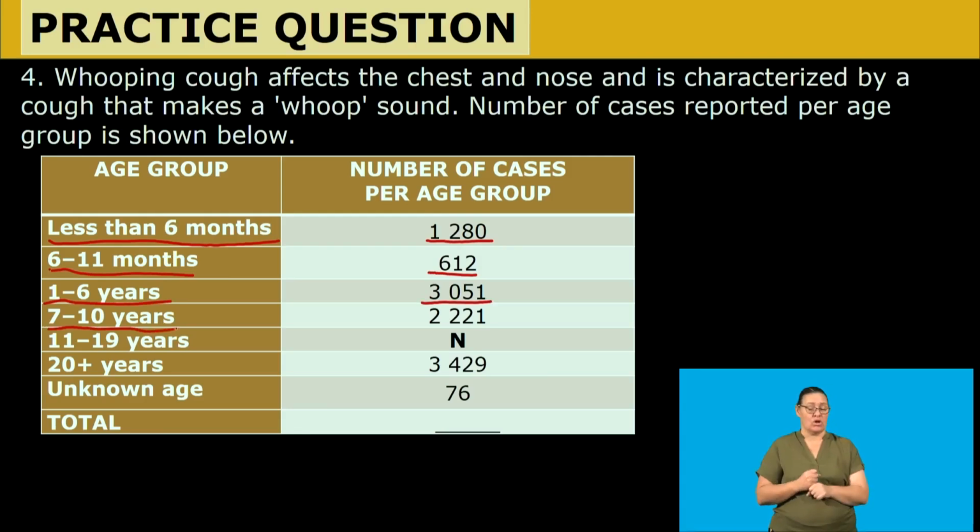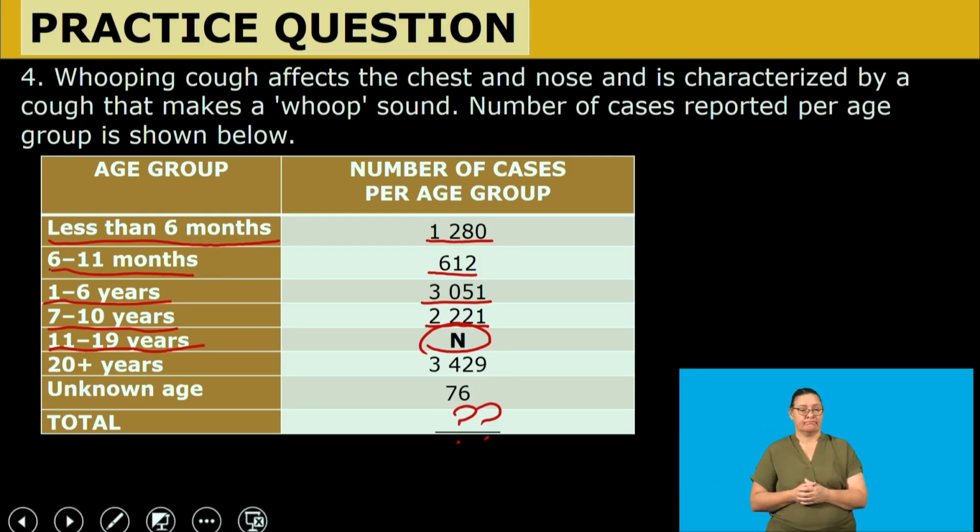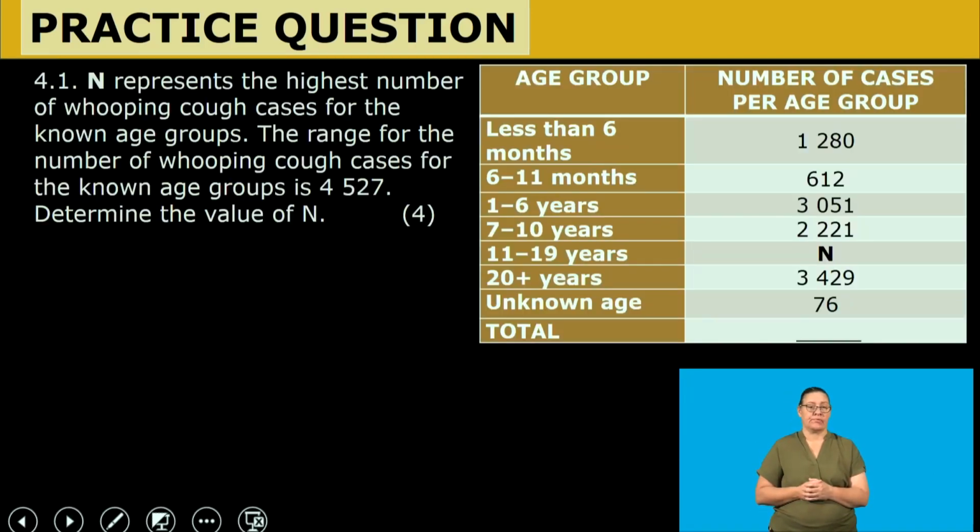Between 7 and 10 years old, it was 2,221. Between 11 and 19 years old, it was N, meaning that it is unknown. Already, you must expect to be asked to find the value of N. We also have a total. A total is also unknown. 4.1, N represents the highest number of whooping cases. It means N is your maximum value. Let me write it here that N is our maximum value.